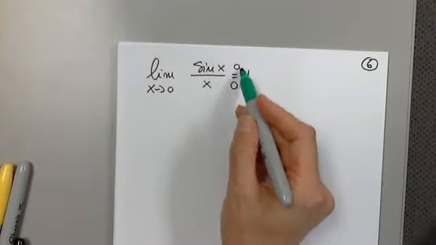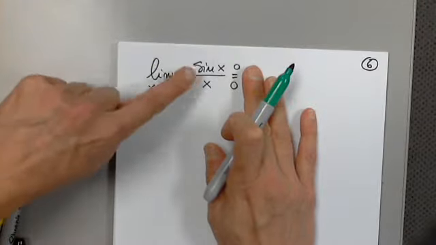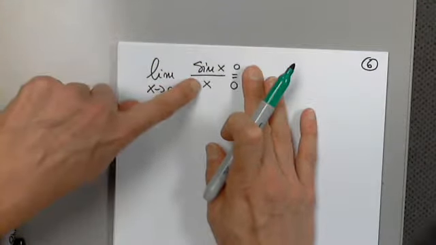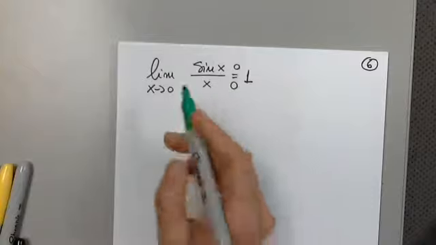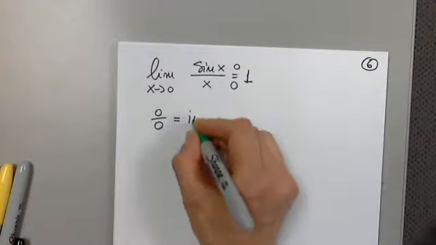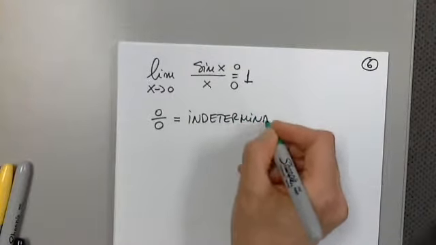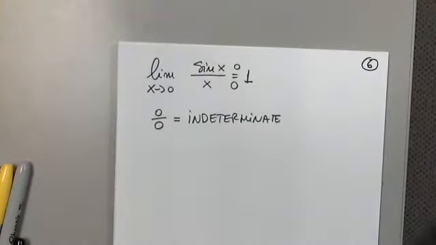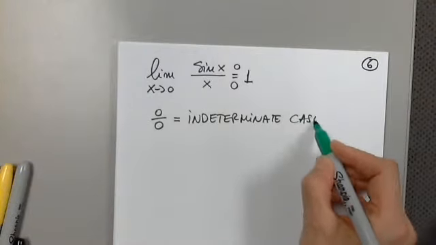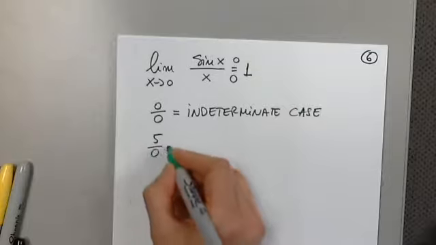Now, initially, forget about 1 for a moment. Initially, I have to do this: sine 0 over 0, replace x with 0. 0 over 0 is called indeterminate, an indeterminate case. Let's say 5 divided by 0, it's called undefined.